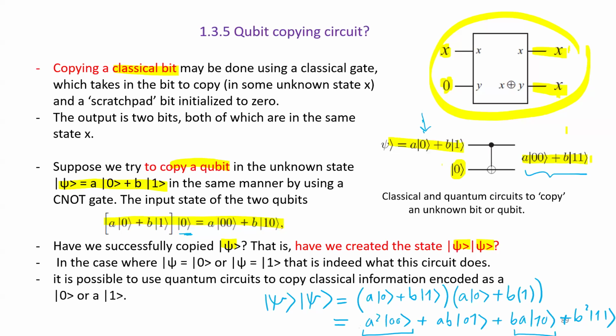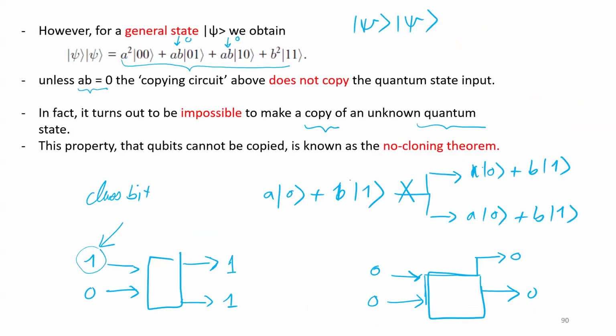That's okay. If you have a zero entering here, you can create a 0 and 0. But you cannot have a combination of the two things. So we cannot clone a qubit. And this is what we call the no cloning theorem.